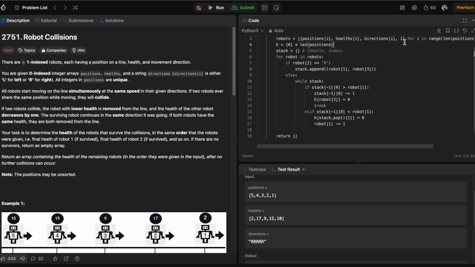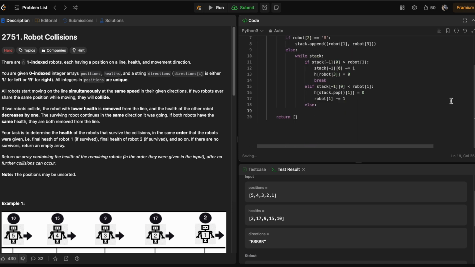Okay, you know what? If we're manipulating the robot's health like this, I guess it should not be a tuple. So else. So in the last case, that means they're both gonna die. We can just do this.